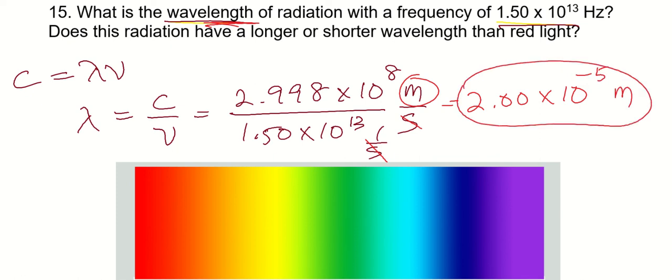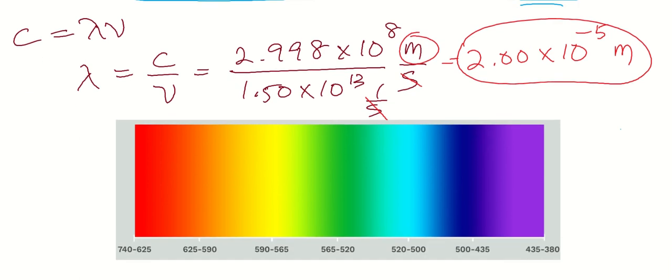The second part of this question is, does this radiation have a longer or shorter wavelength than red light? So let's compare this to red light. I just copied this from a Google image. Red light typically has, depending on the shade, a wavelength of about 700 nanometers. That's a good thing to remember. You'll memorize these because we use them so frequently.